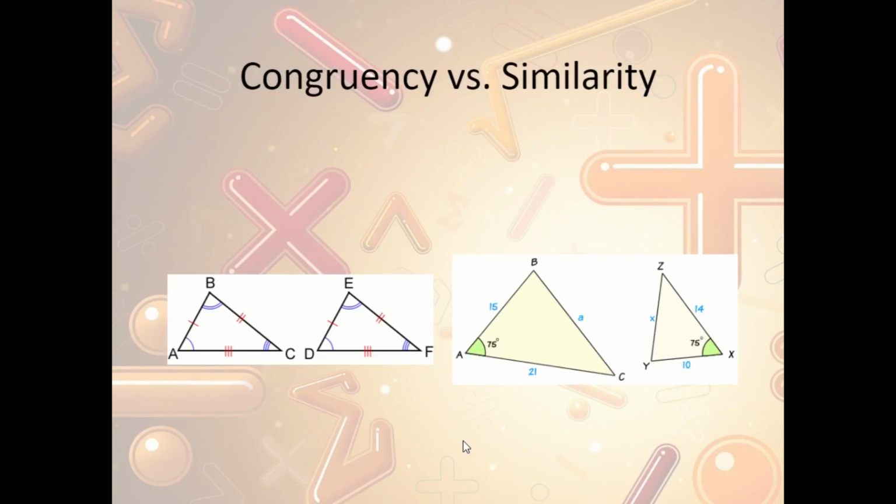So congruency versus similarity. Congruent figures have all the same sizes. So notice both of my triangles here have exactly the same angle measures and same side lengths. They look exactly the same. That is congruent. Now, similar means that it's blown up or shrunk down. So it's all the same shape. It's proportional, but it's not the same size. It blows up or shrinks down. So we can see that this triangle here is this one blown up.